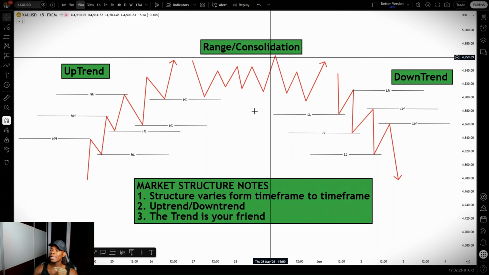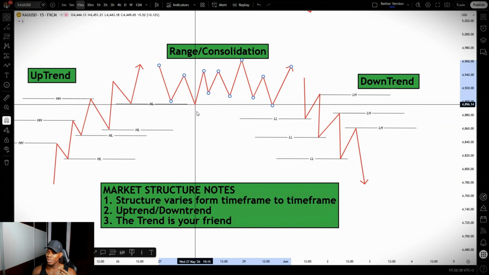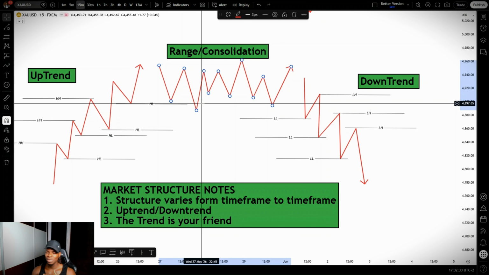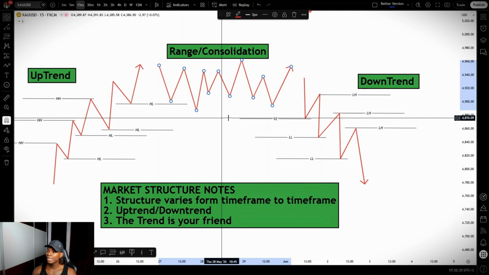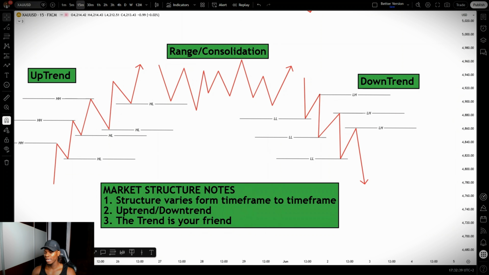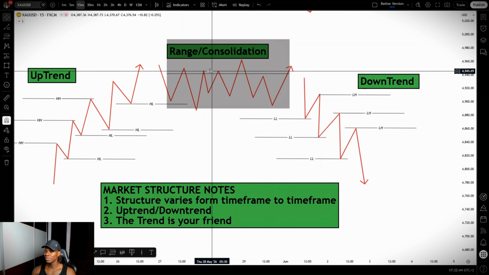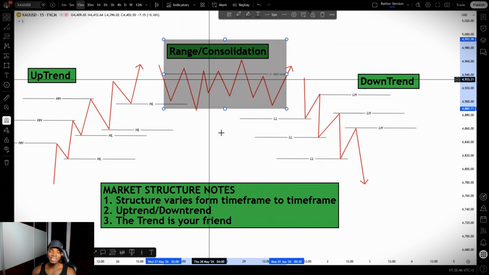Okay, and when the market is stuck in a consolidation, pretty much when the market is going zigzag, going up, going down, no clear direction, not breaking structure or partially breaking structure, this is literally just called a consolidation. So over here, this is called a consolidation, and most times it's best not to trade this. When you see the market doing this, it's best just to stay out.